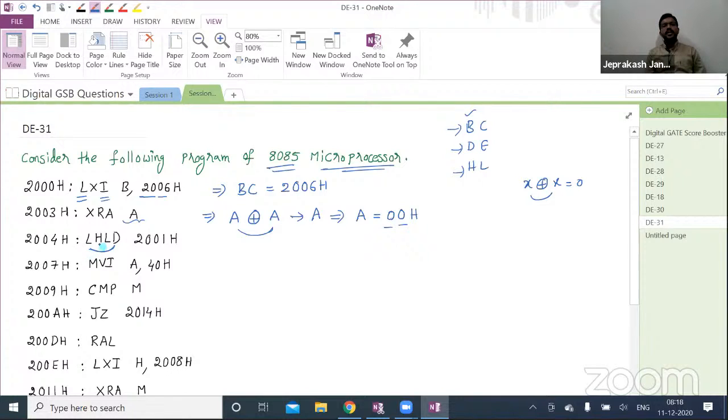HL means the HL register pair. Here you're having one memory location, 2001. But here you're having a 16-bit register. In each and every memory location, you can store 8-bit data only. But here you're having HL. The H register capacity is 8-bit, the L register capacity is 8-bit, right? So that means here we have to consider two locations. One location is 2001. Another location is 2002.